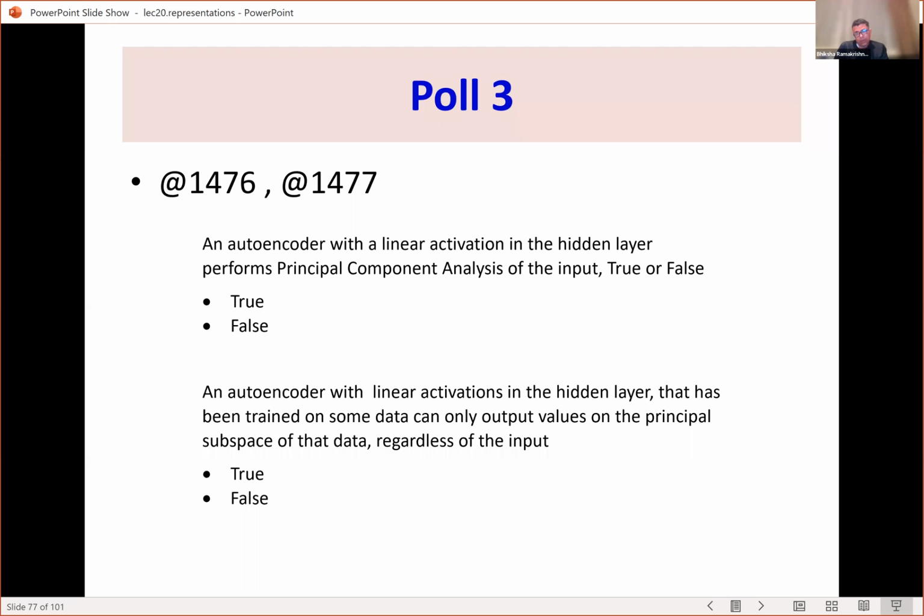So here is your last poll. We won't actually have the fourth poll. Okay, 5 seconds, guys. Does anyone want to answer the first question? True or false? Second one?